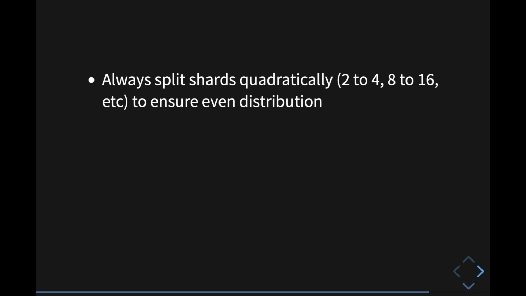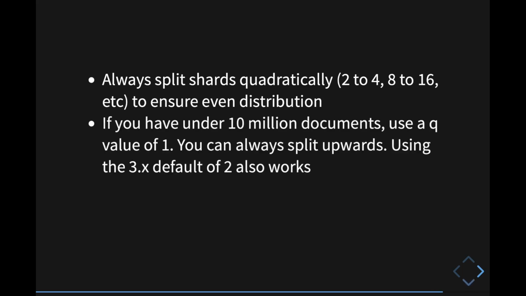This is what I've said before. Split shards quadratically, so from 2 to 4, 8 to 16, so you ensure you have evenly sized shards. And if you have under 10 million documents, or you just store a lot of attachment data, which I think is upwards of a couple of gigabytes, if you're below that, then use a Q value of 1 or the default of 2 in CouchDB 3.x. It's generally more advisable to start small because you can always split upwards more easily than you can go down in shard amount.